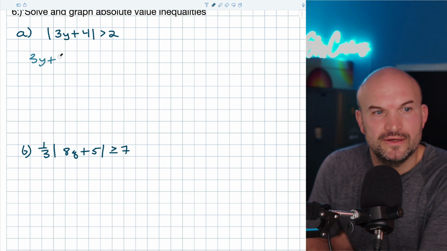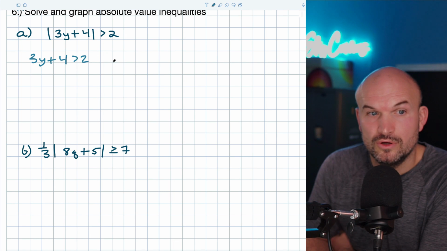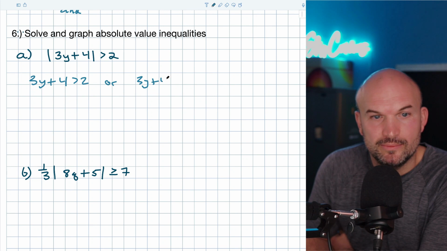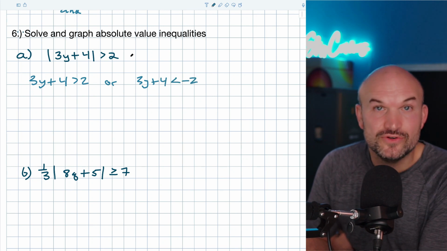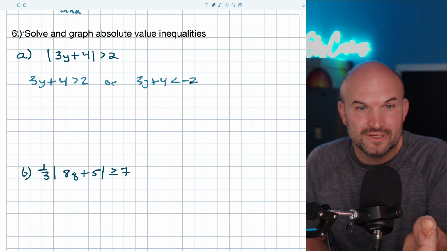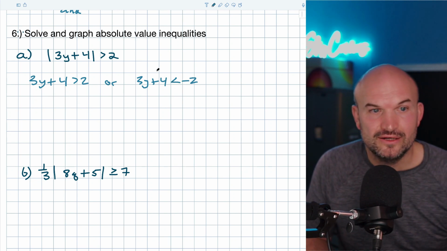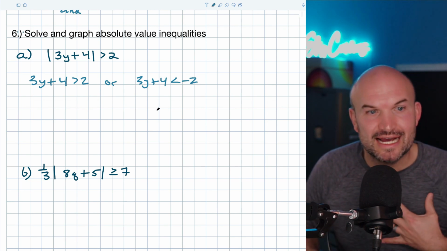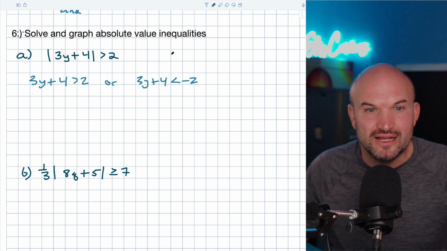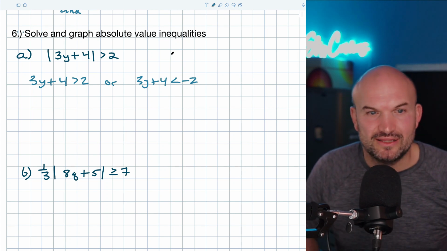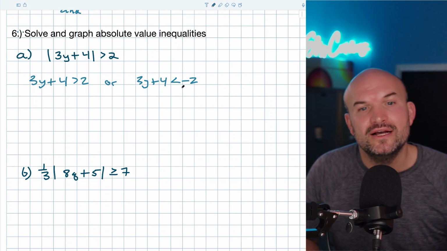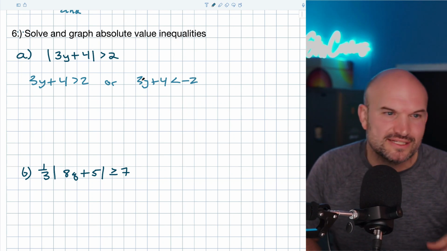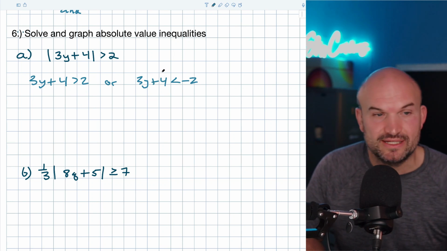So we have 3y plus 4 is greater than 2. Or, you could say 3y plus 4 is less than negative 2. So notice how I made this a negative, but then also I flipped the sign, because you can think of that negation as changing the sign of your inequality. For an equation, it didn't really matter. But when you're dealing with an inequality, you can think about it as multiplying the right-hand side by a negative, so therefore you're going to change the inequality. Now there's a couple different ways to look at this, but for simplicity, we'll just keep it this way.